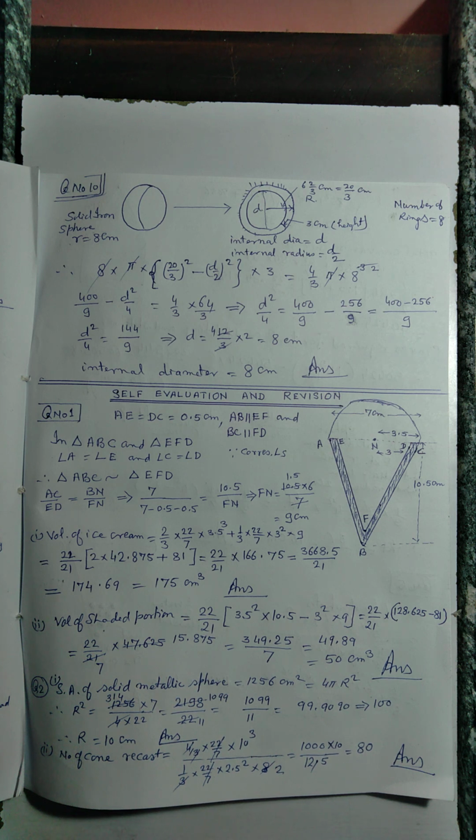Calculate first the volume of the ice cream in the cone (unshaded portion including the hemisphere) in cubic centimeter. Second part, the volume of the outer shell, the shaded portion, in cubic centimeter. Give your answer correct to the nearest cubic centimeter.